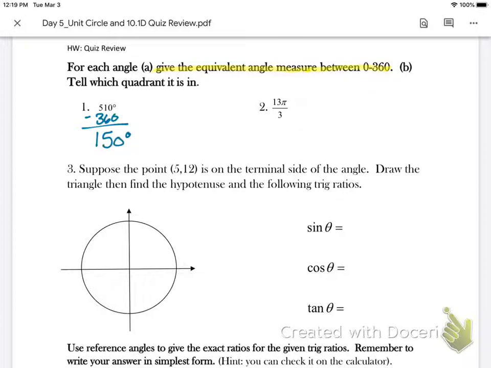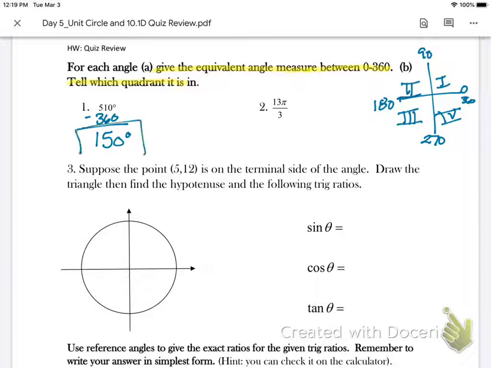So it asks in B, tell which quadrant it's in. That would mean it is in, if I look here, I'll draw this. This is quadrant 1, that's 0 to 90. Quadrant 2 is 90 to 180. Quadrant 3, 180 to 270. And quadrant 4 is 270 to 360. So 150 is between 90 and 180. Therefore, it is in quadrant 2.